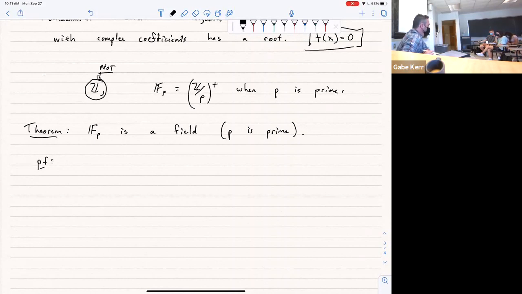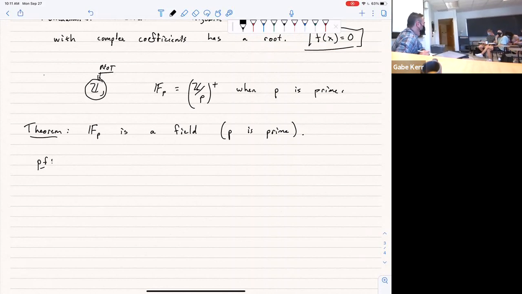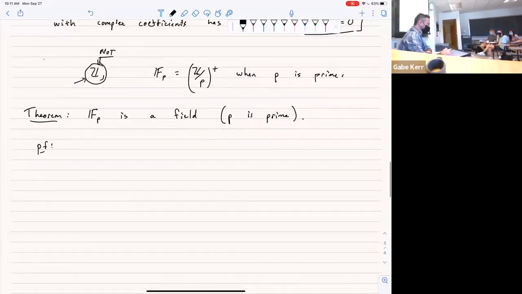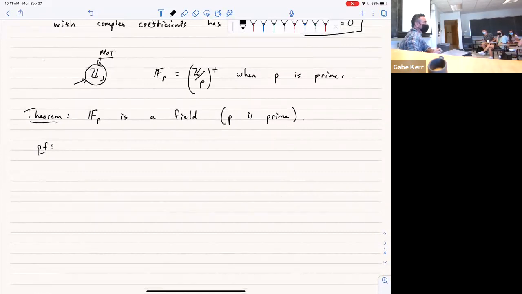So what's the thing that's missing? What do we need to show? What do we maybe worry about? I tell you it's a field. You believe me because you're very trusting people. But what's the sticking point with the integers? Why is it not a field? I can't divide. I don't have inverses. Exactly right. So we need to check that.